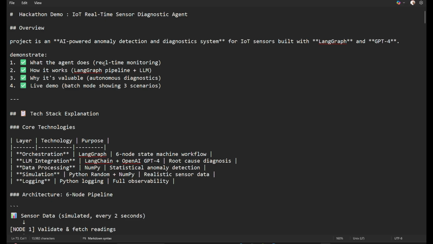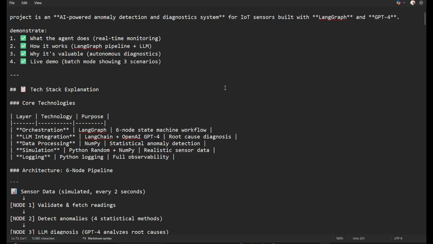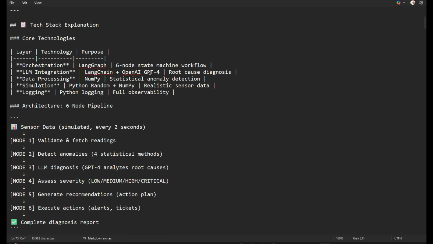So in these cases, to help us find the anomaly at a very early predictive stage, that is predictive maintenance, I'm using this agent to give us the diagnostic and detection with the root cause and recommendations. This project is an AI-powered anomaly detection and diagnostic system for IoT sensors, which we have built using LangGraph and GPT-4.